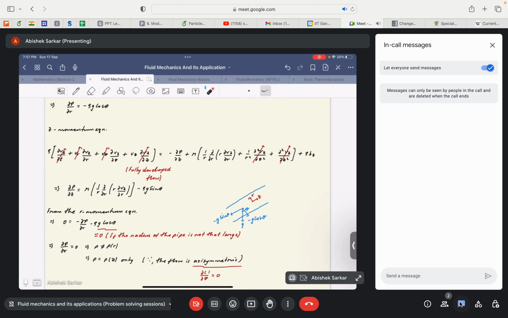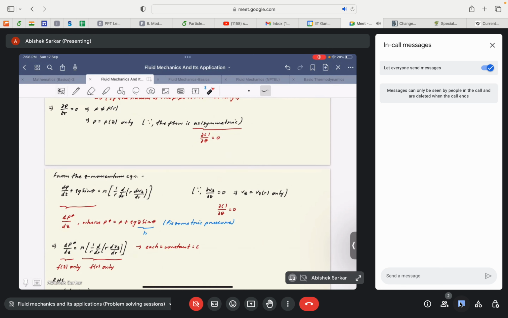It's also a very good approximation, because in most of the cases the length of the pipe is much larger than the radius of the pipe. So that's why this assumption is very good in that perspective. So we can ideally take ∂P/∂r equal to 0. Okay, so this in turn tells us that P is not a function of r. Since P is not a function of r and P is not a function of theta, because ∂/∂theta terms are all 0 in the case of axisymmetric flow, P is a function of z only.